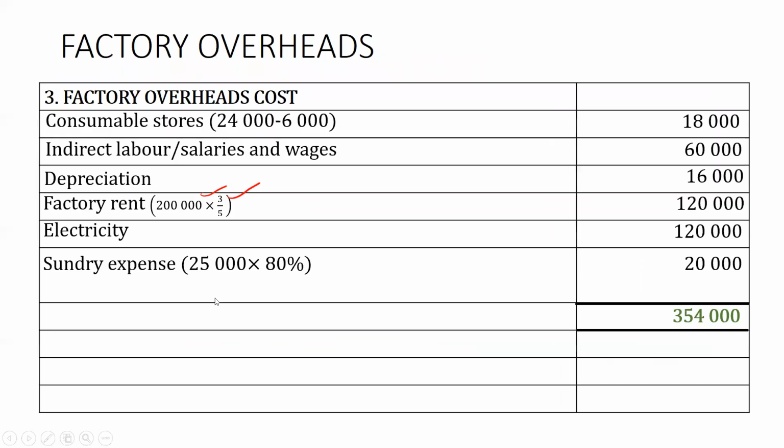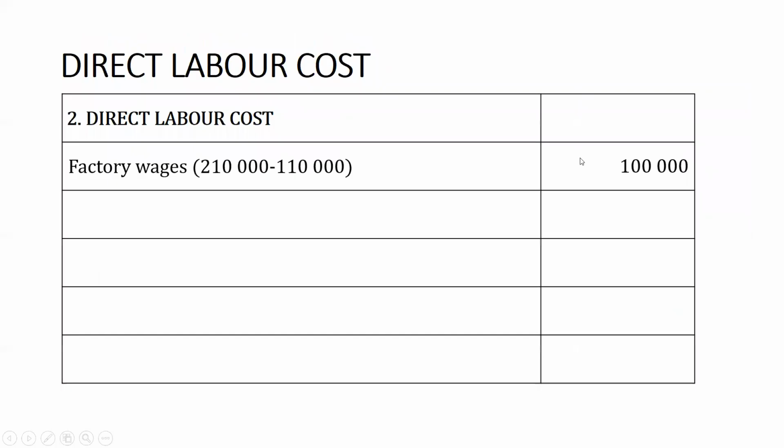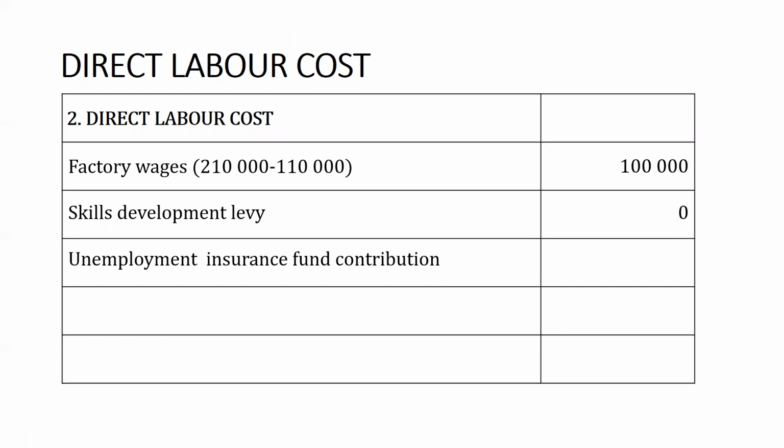together with the total of factory overheads, which is 354,000, plus the direct labor. In this case, for our direct labor, we don't have any skills development levy. We don't have any unemployment insurance fund contributions. So any contributions are not included. So that 100,000 will also go straight to our production cost statement.